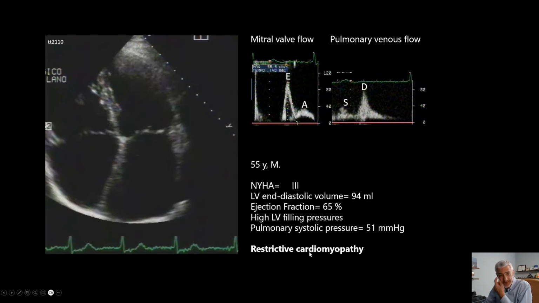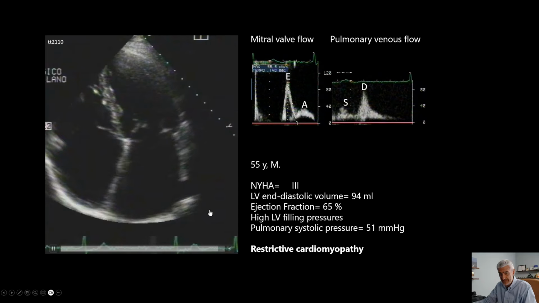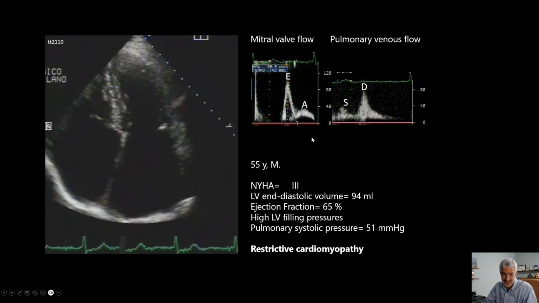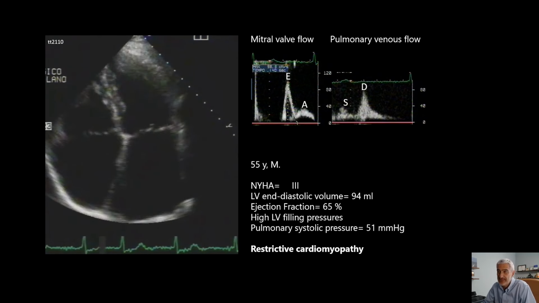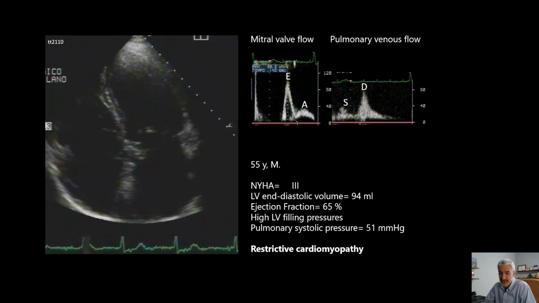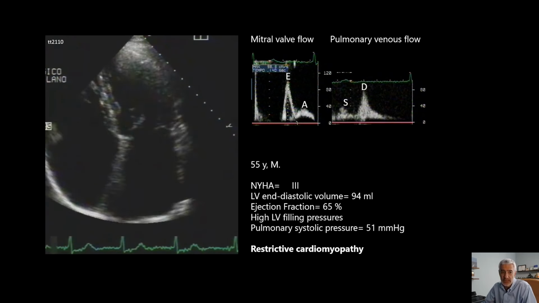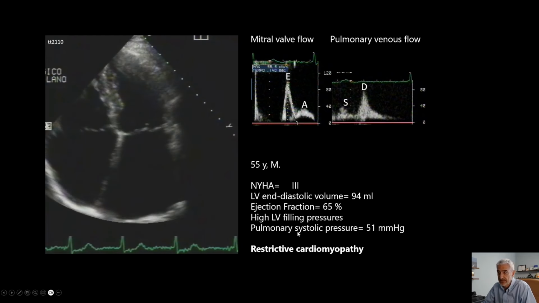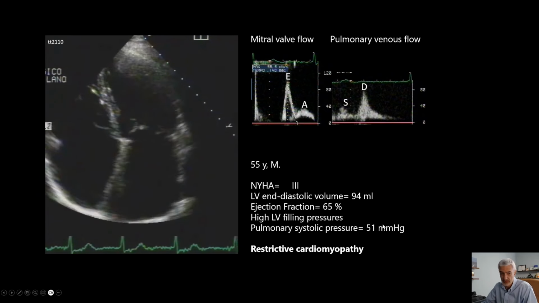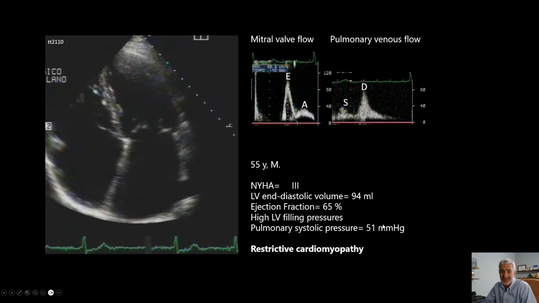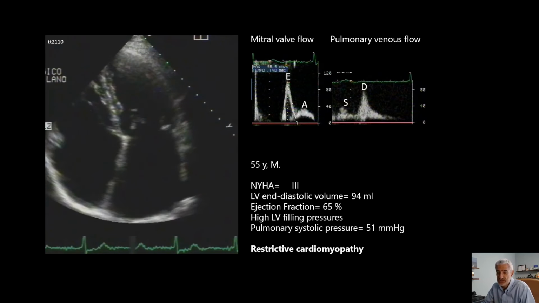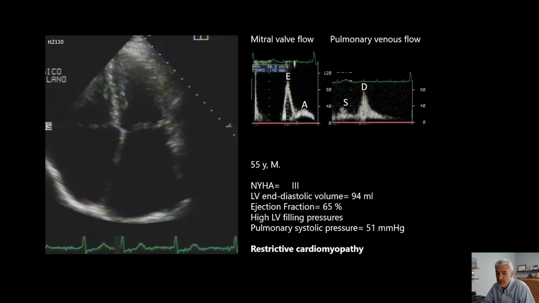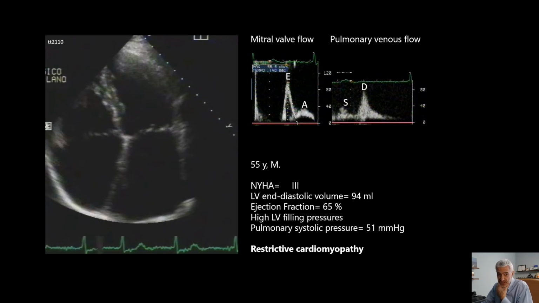So it's a restrictive cardiomyopathy with normal anatomy of the left ventricle and normal systolic function, severe diastolic dysfunction. So this is a grade 3 diastolic dysfunction, also known as restrictive filling. And we also have secondary moderate pulmonary hypertension. Now, the analysis of diastolic function is the cornerstone of a diagnosis of heart failure with preserved ejection fraction.